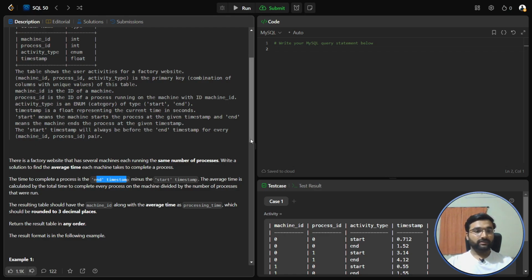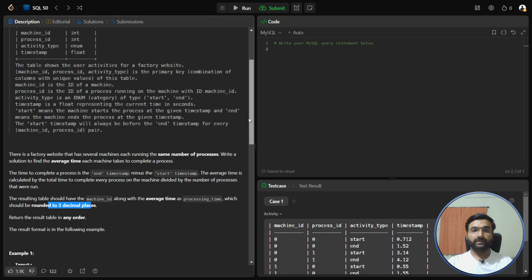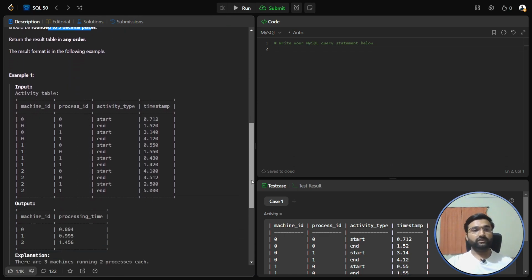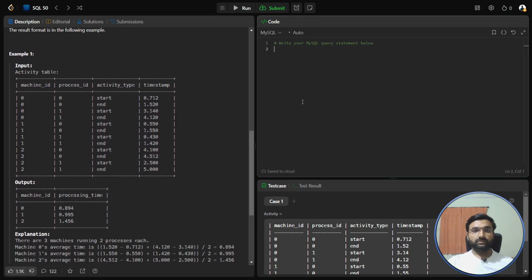The average time is calculated by the total time to complete every process on the machine divided by the number of processes, obviously. And the resulting table should have machine ID along with processing time, the average time, which should be rounded up to 3 decimal places. They have mentioned 3 decimal places here. So, a pretty long question, but not that tough. Let's dive in. There are a lot of things to consider over here.